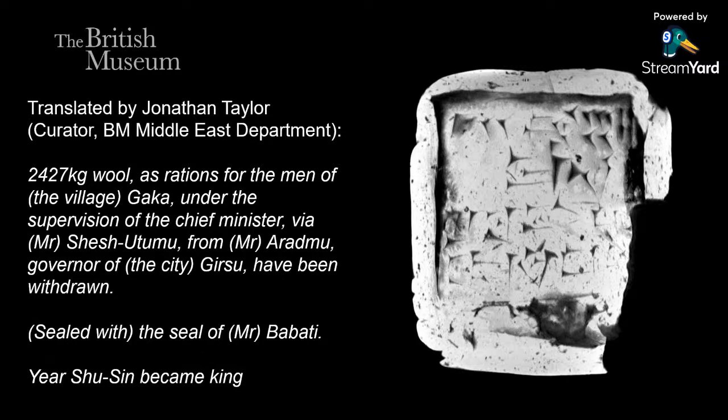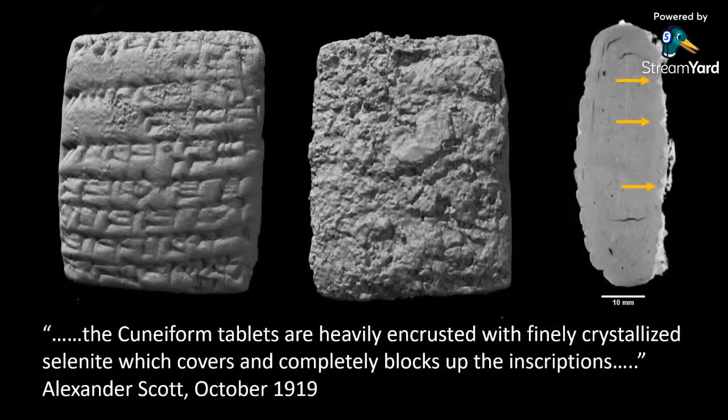And one more example of cuneiform I want to show you is a tablet which has an encrusted layer of salt on one of the surfaces. So the left-hand image is one side of the tablet where the text is very visible. The middle image is the reverse side of the tablet, which is encrusted with salt, which completely obscures the writing on it. And underneath that is a quote.